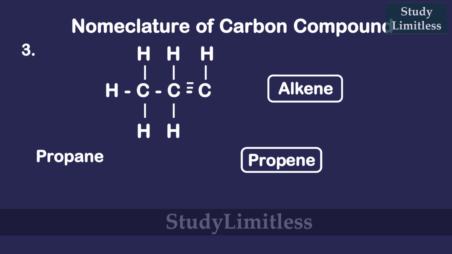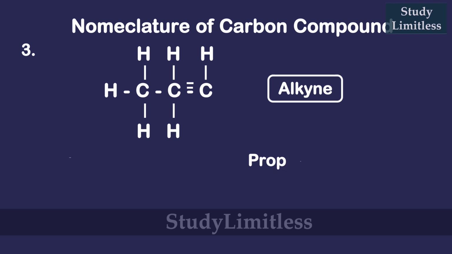Now what if you have a triple bond in place of a double bond for the same compound? You replace the A and E by Y and E. So this becomes an alkyne, which is propyne.